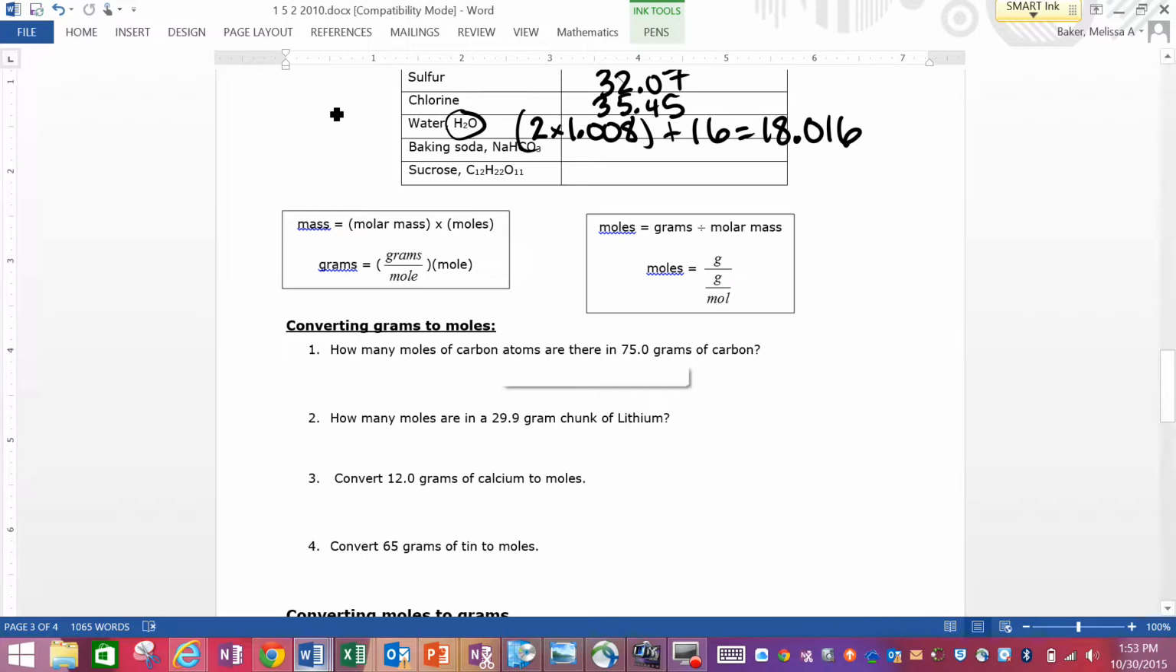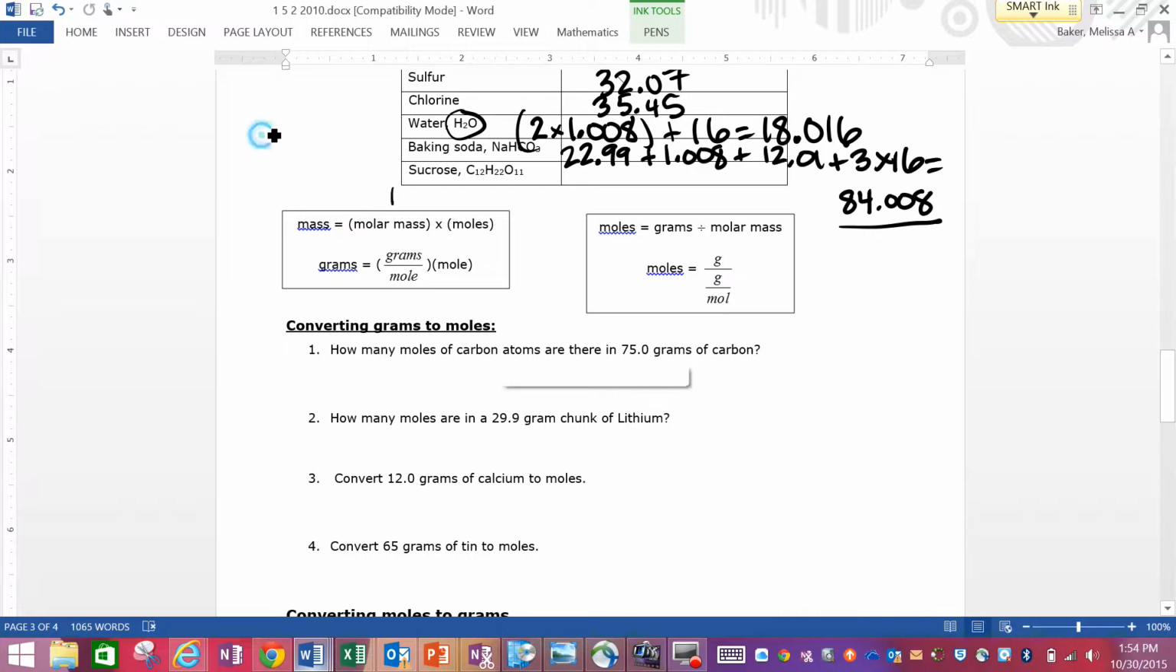Baking soda, it's NaHCO3, NaH, C, and then 3 oxygens. So you do 22.99 plus 1.008 plus 12.01 plus 3 times 16. Add that all up and it adds to 84.008. That's the molar mass of baking soda. So 1 mole of those molecules would weigh 84 grams.